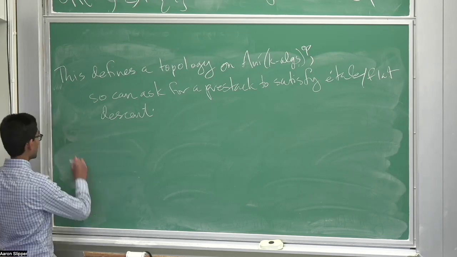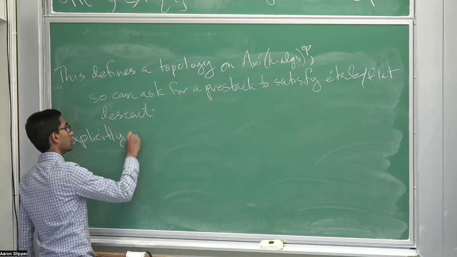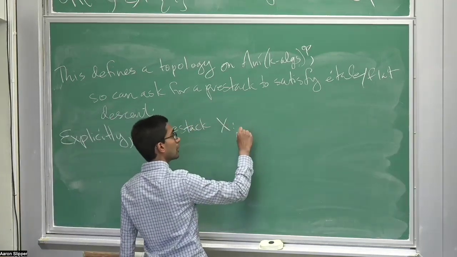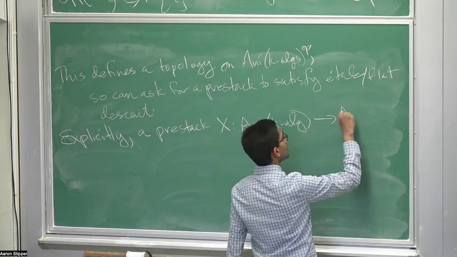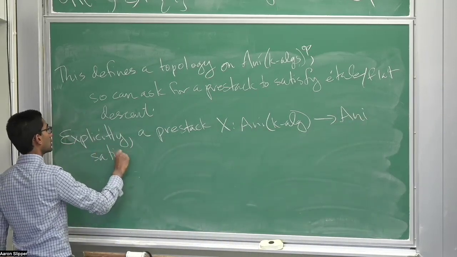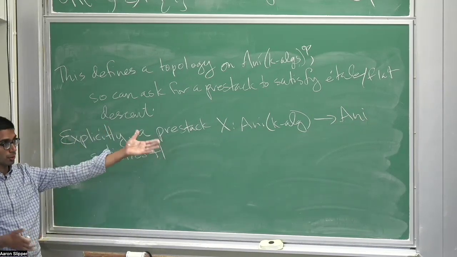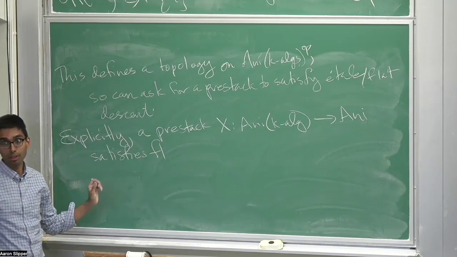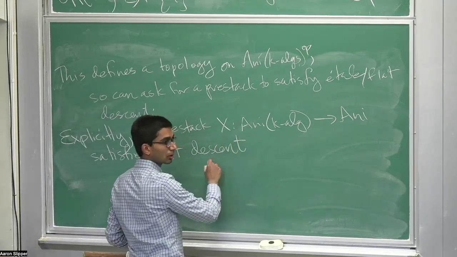So explicitly, a prestack X from animated rings, we say that it satisfies descent. You can also define a variant of this where you say fp and pf instead, so the same condition, but you require the finiteness on the map on H0.